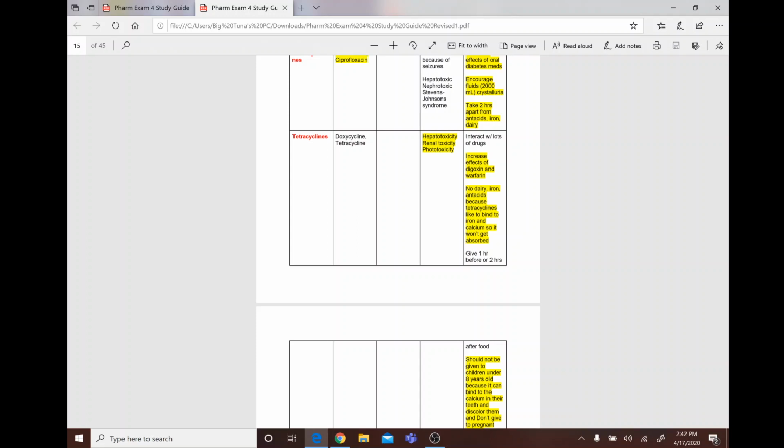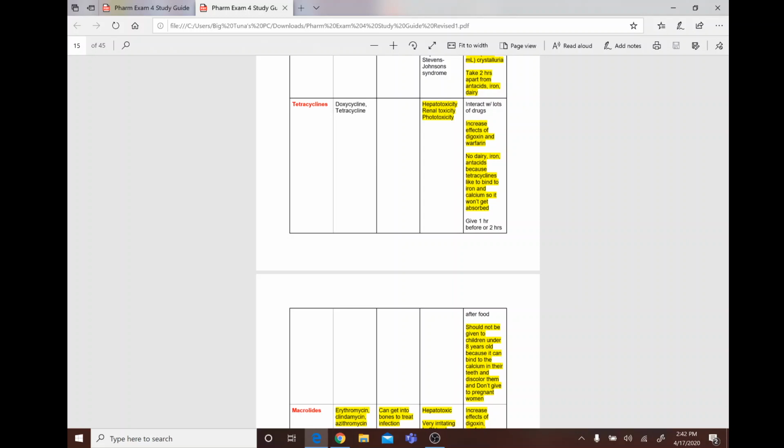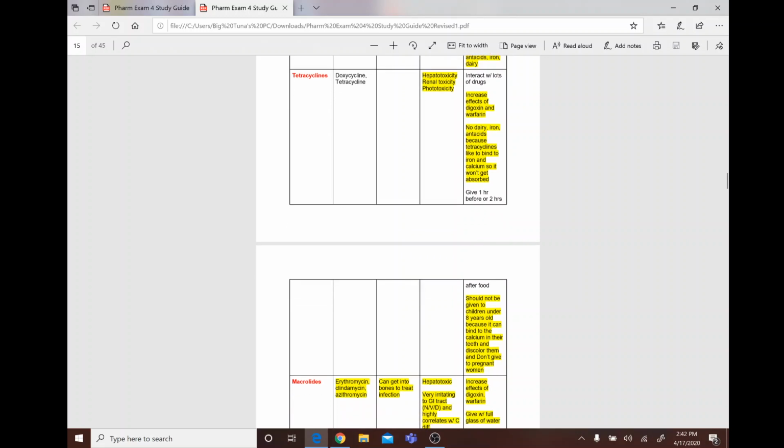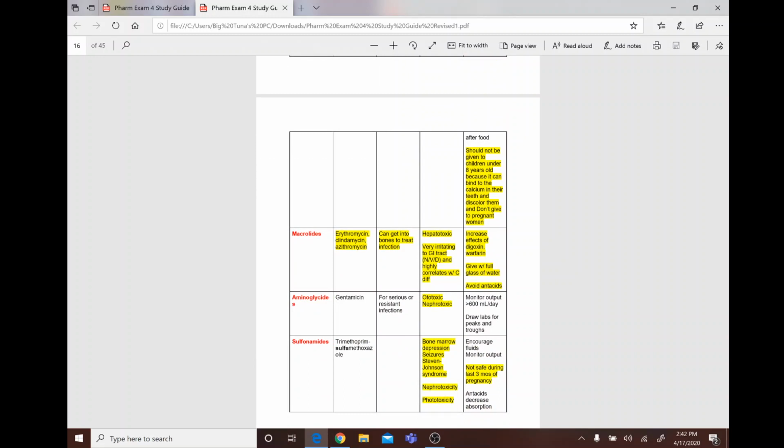Increased effects of digoxin and warfarin, and then no dairy, iron, antacids, because tetracyclines like to bind to iron and calcium so it won't get absorbed. What are the contraindications of tetracyclines? Don't give to pregnant women and don't give to children under 8 because you could get discolored teeth. What are some examples of macrolides?